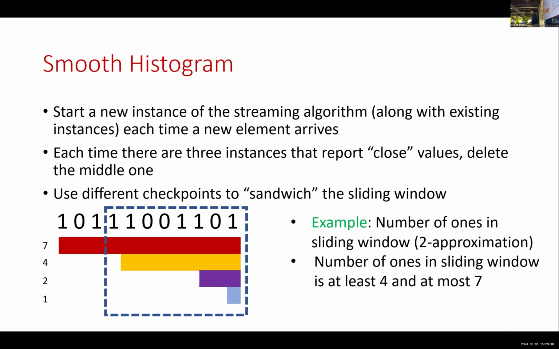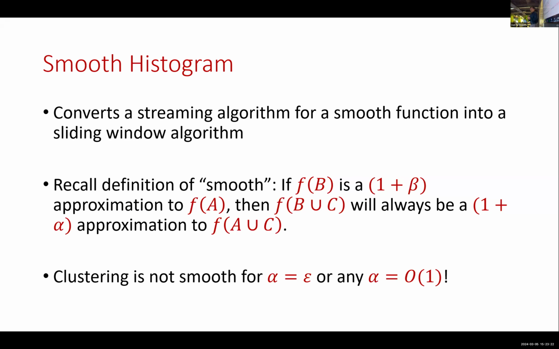Yeah, really nice framework. Doesn't work for us, but it's so nice to talk about. So the issue for us is that this really requires a definition of smoothness. And if you get smoothness for any choice of epsilon, then you can get a 1 plus epsilon approximation. But clustering is not smooth for alpha being epsilon, so you can't get a 1 plus epsilon approximation. In fact, clustering is not smooth for any value of alpha, and so generally this framework does not work for clustering.